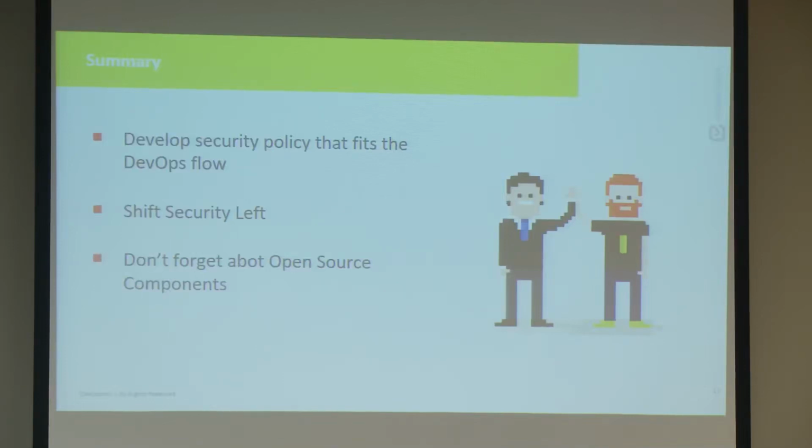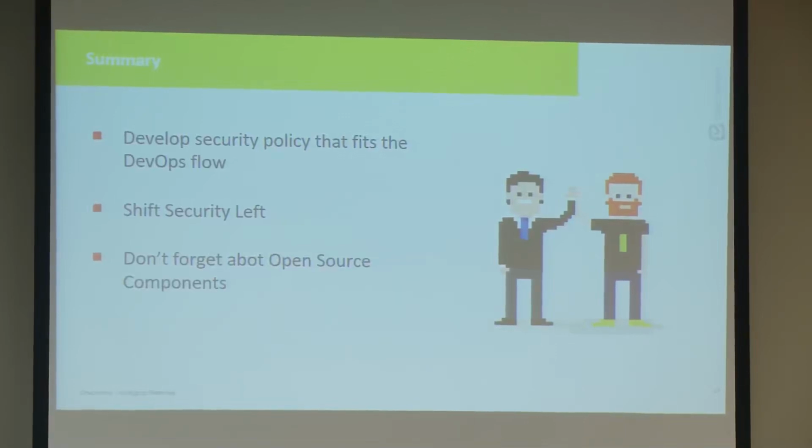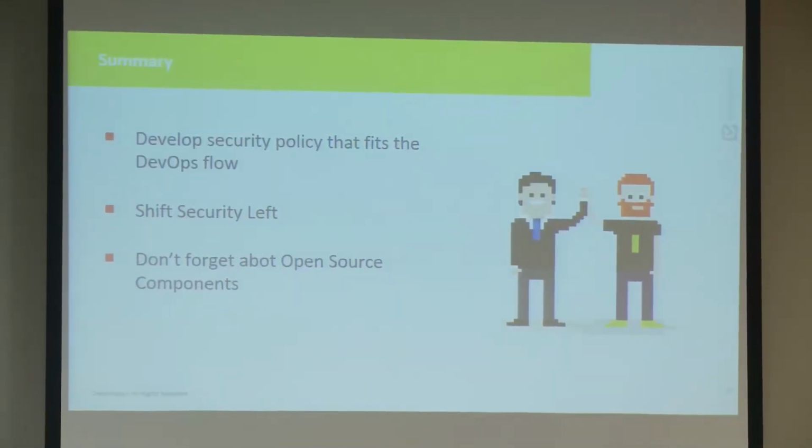Shift security left. The earlier you know about vulnerabilities, the better. The easier and less expensive it is to fix. There's quite a bit of older data on the ROI of fixing vulnerabilities earlier. I haven't seen figures that are more up to date, unfortunately. It would be very interesting to understand how that has changed with the introduction of microservices, for example.